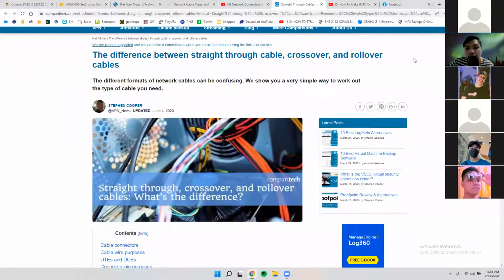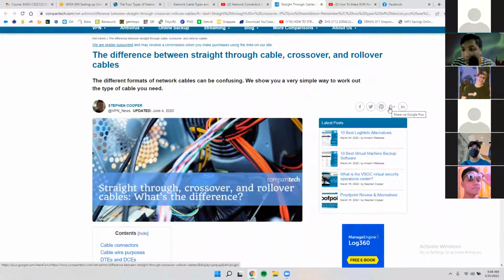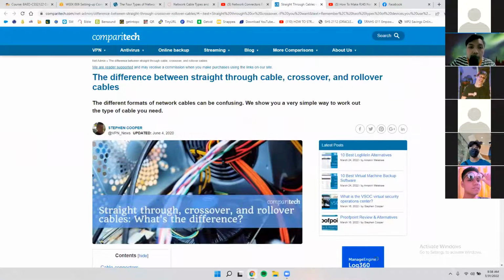Okay, let's go to the network connection. So doon na tayo magfo-focus sa twisted pair cables. Okay, sabi natin yung twisted pair cables, they have 8 pins. Okay? So let's go to the straight through versus crossover.